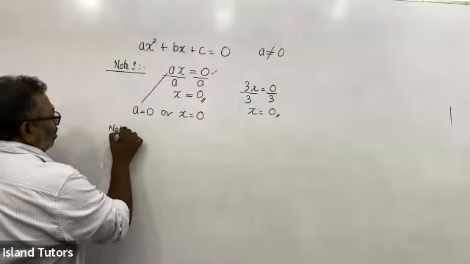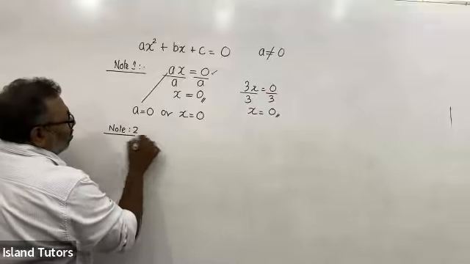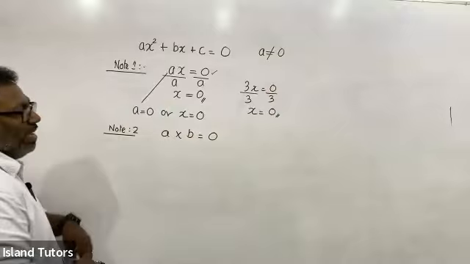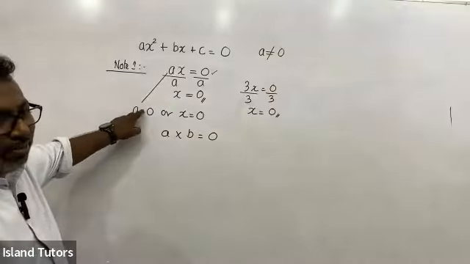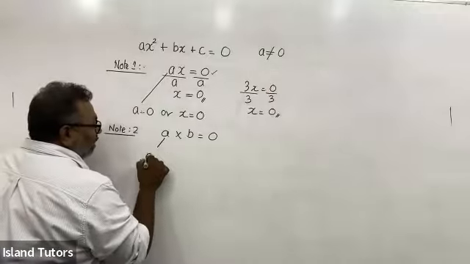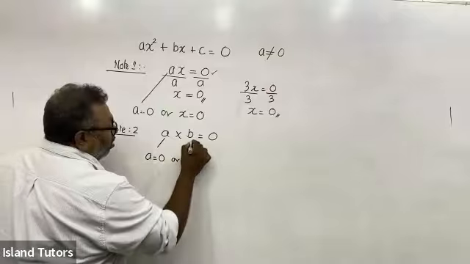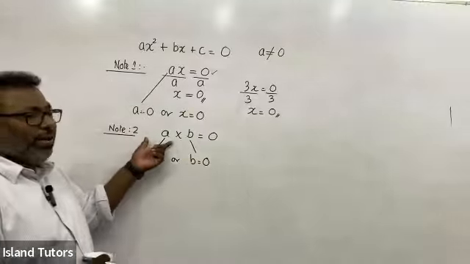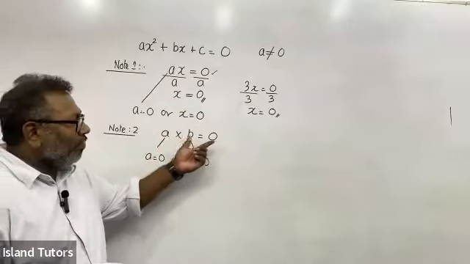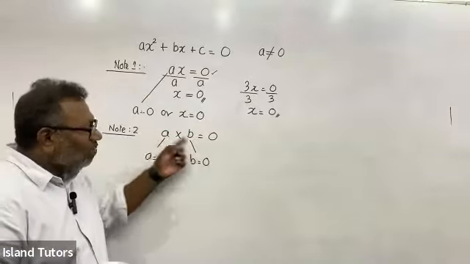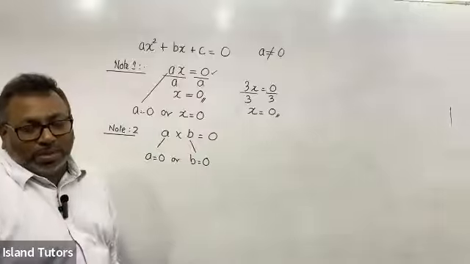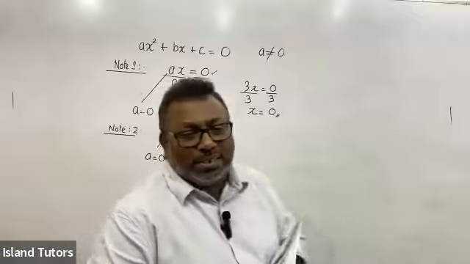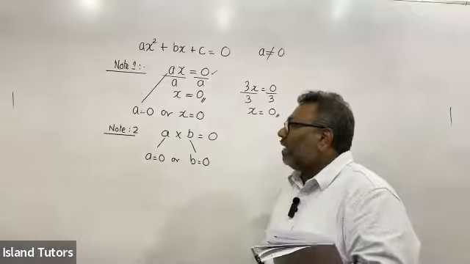Look at the next note. Note number 2. A multiplied by B is equal to 0. So this is the same thing. Either A is going to be 0 or B is going to be equal to 0. Because when you multiply one number by another number, and if you're going to get 0, one of these two numbers has to be a 0. Right? So you will always get two answers when you're doing quadratic equations.